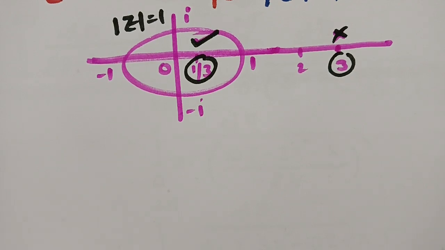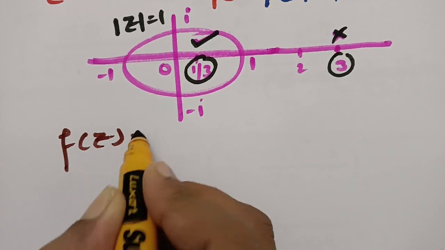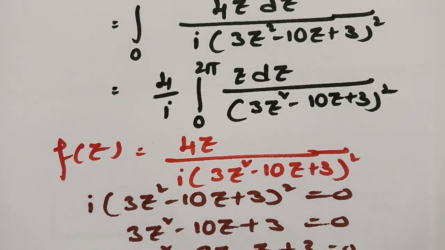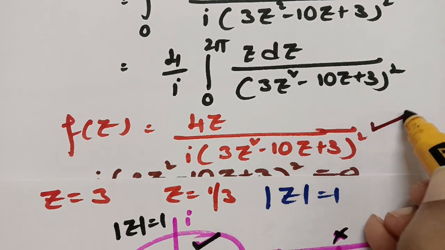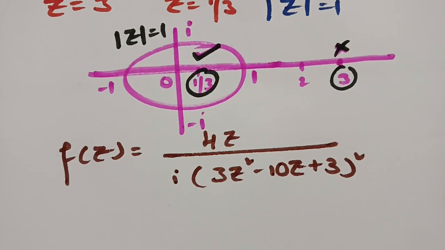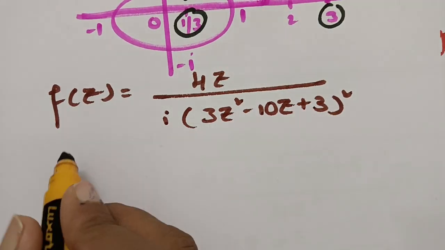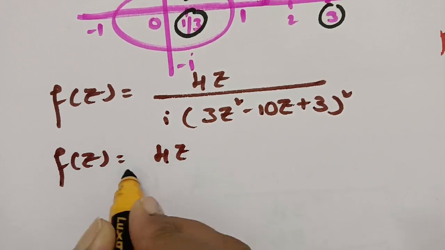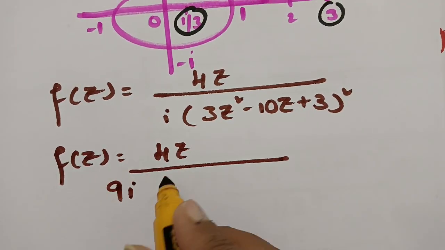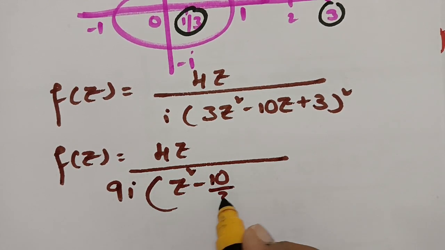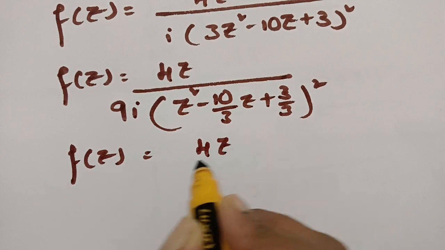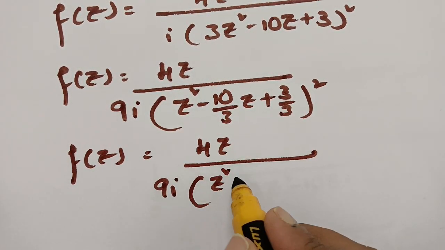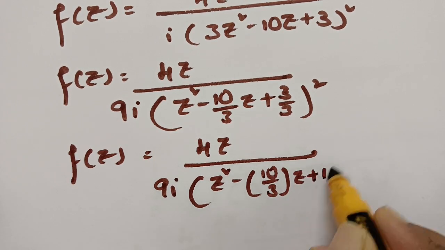Now we have to find the residue. For finding the residue, I am modifying f of z. So what is f of z here? Just now I have shown f of z is 4z by i times 3z square minus 10z plus 3 whole square. So this is our f of z. I'm going to take 3 common from this. So f of z will be 4z by i times, if I take 3 common, this will be 3 square, that is 9, z square minus 10 by 3z plus 3 by 3 whole square. So f of z is equal to 4z by 9i into z square minus 10 by 3z plus 1 whole square.